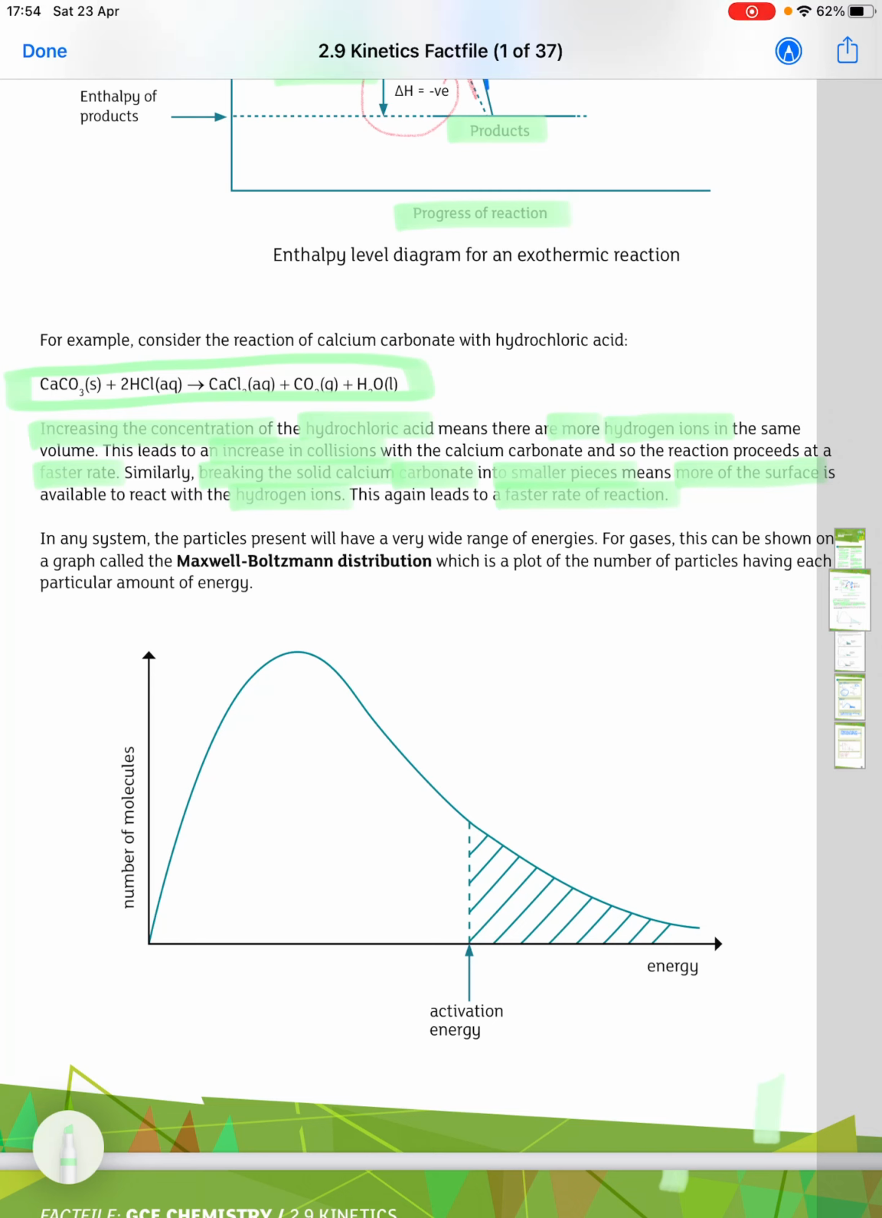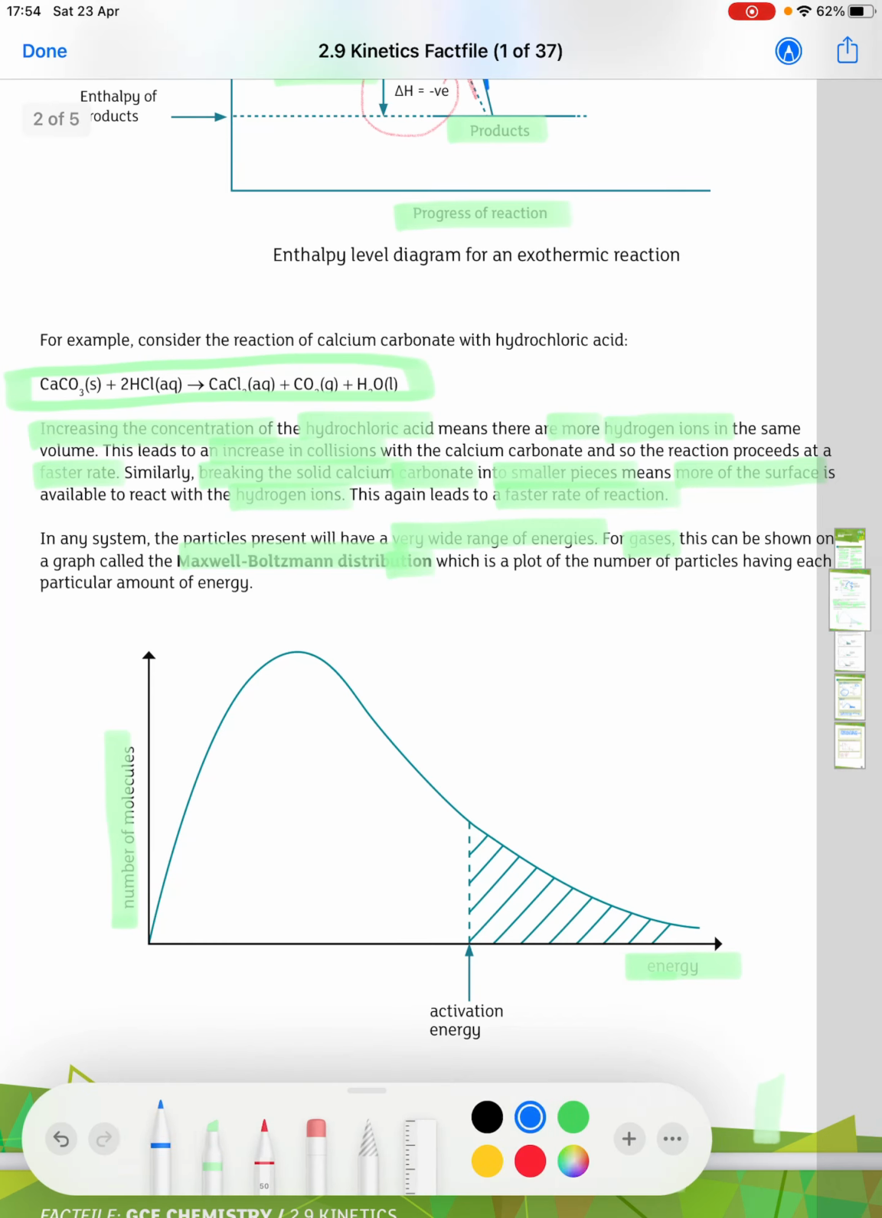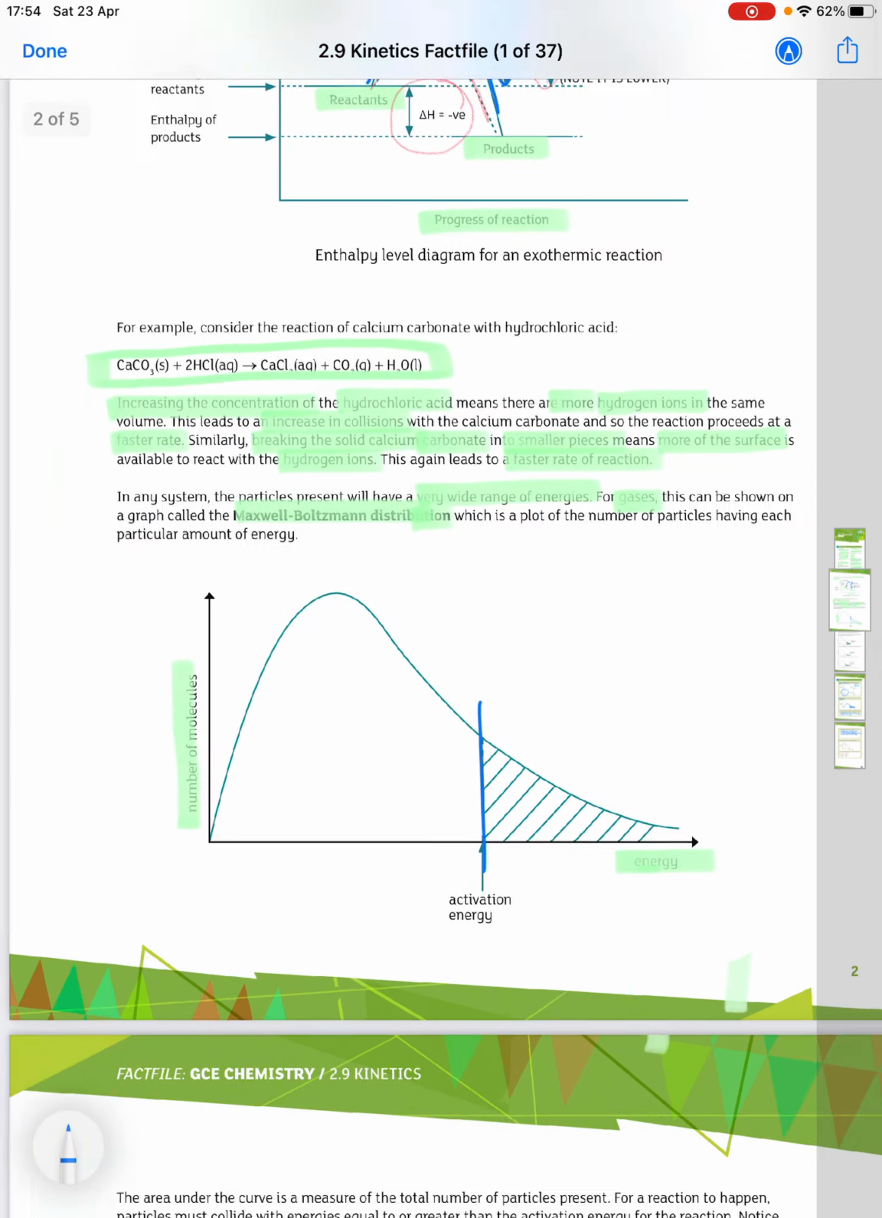So in any system, the particles present will have a wide range of energies, and for gases, this can be shown in a graph called the Maxwell-Boltzmann distribution, which is a plot of the number of particles having each particular amount of energy. So the number of particles is on the y-axis and the energy is on the x-axis. And we see here where the activation energy is.